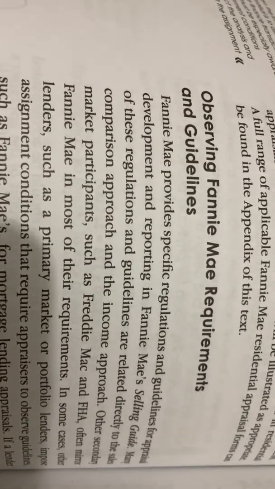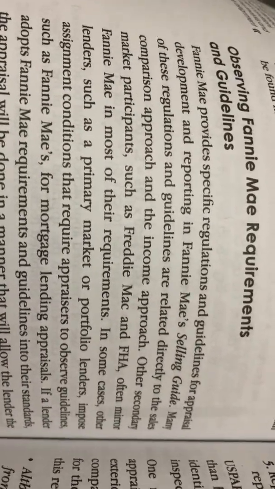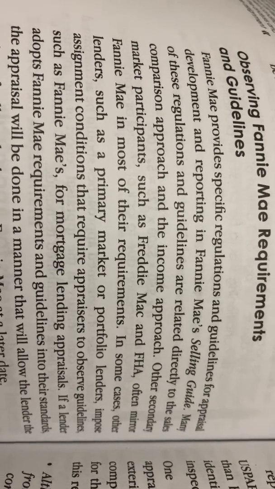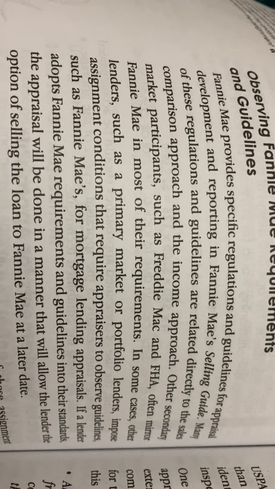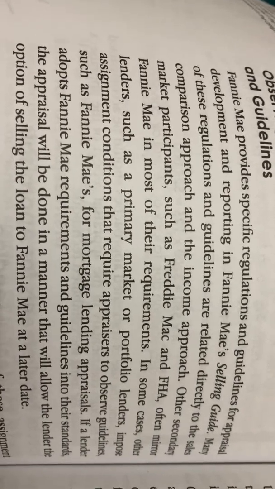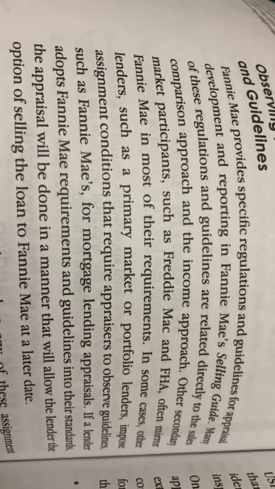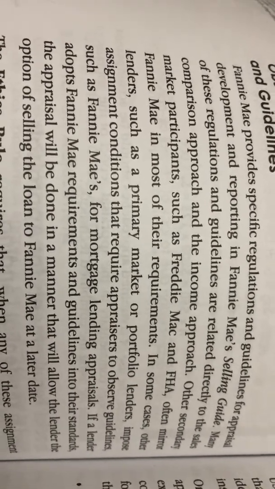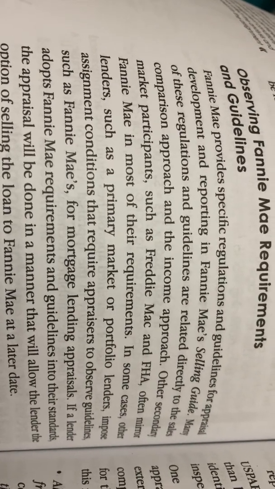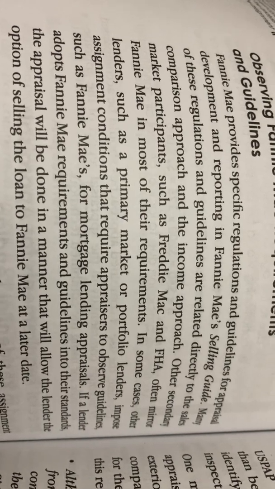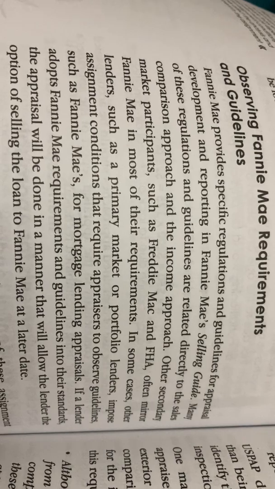Observing Fannie Mae requirements and guidelines. Fannie Mae provides specific regulations and guidelines for appraisal development and reporting in Fannie Mae's Selling Guide. Many of these regulations and guidelines are related directly to the sales comparison approach and the income approach. Other secondary market participants, such as Freddie Mac and FHA, often mirror Fannie Mae in most of their requirements.